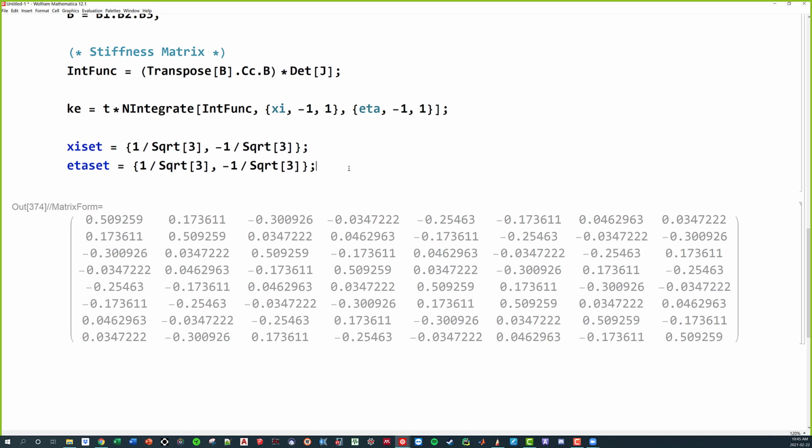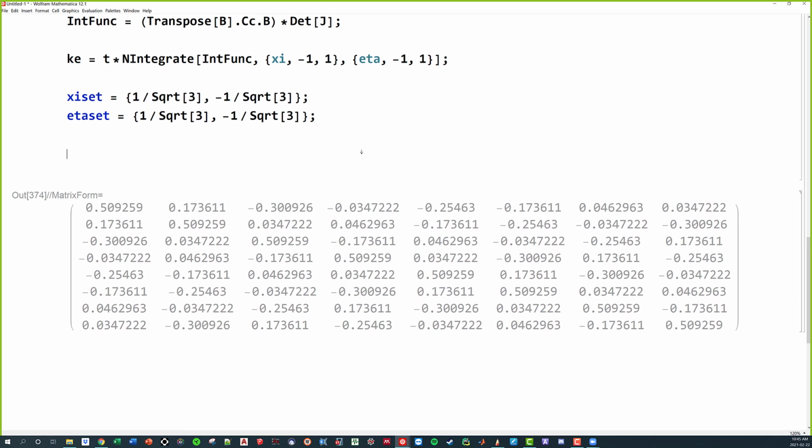Now that I've defined my integration points, I can come down here and define my stiffness matrix. I'm going to call this one K full, for full integration, because that's what we're dealing with. This is going to be equal to our thickness T times the summation of our integration function evaluated at all of those points. So it's going to be equal to our integration function, specifically where z approaches z set of I.